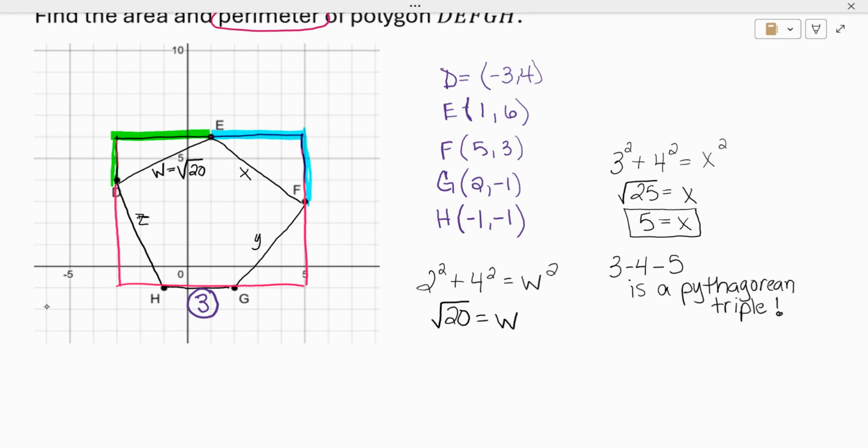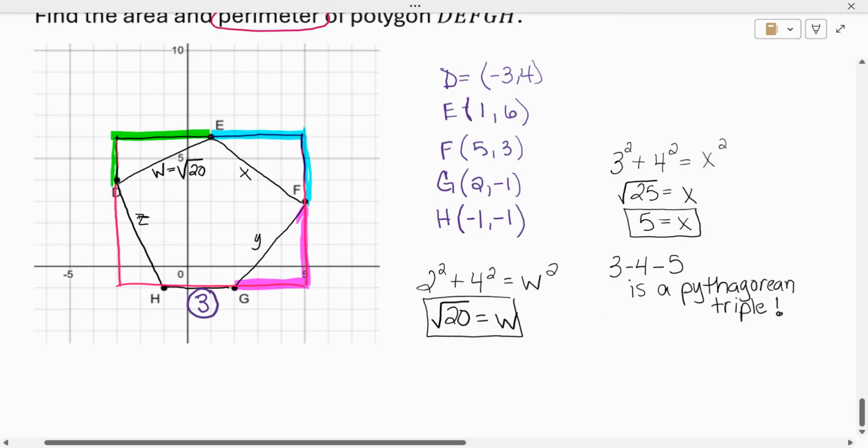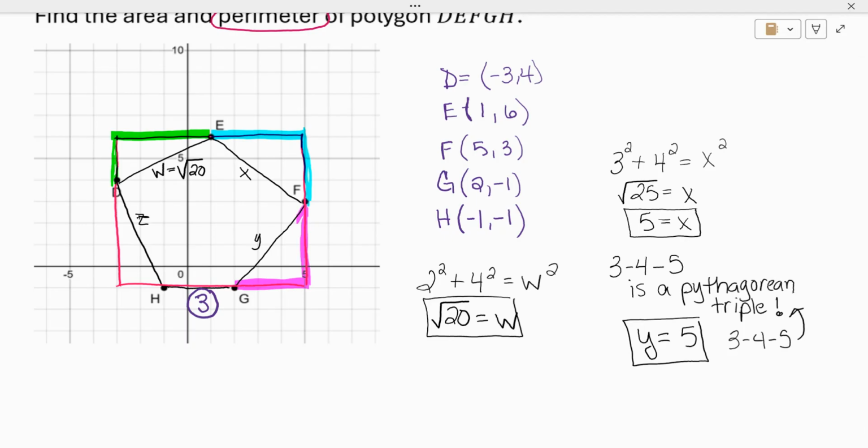Okay. So what about the legs? What are the dimensions of the legs so I can calculate this hypotenuse? 4 and 3. If I use the legs 4 and 3, that means my hypotenuse is 5. So Y equals 5 because it is also a 3, 4, 5 Pythagorean triple. We love that. Excellent.